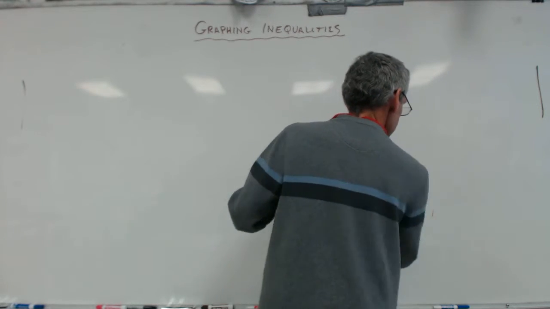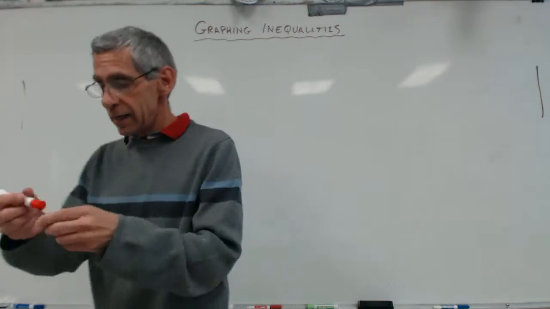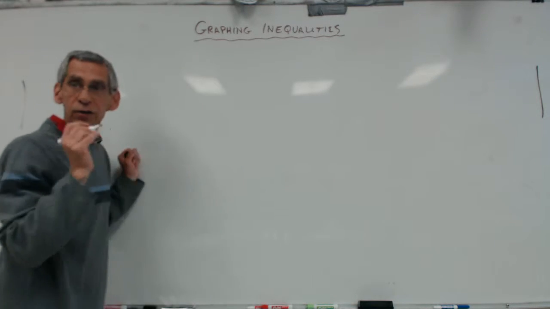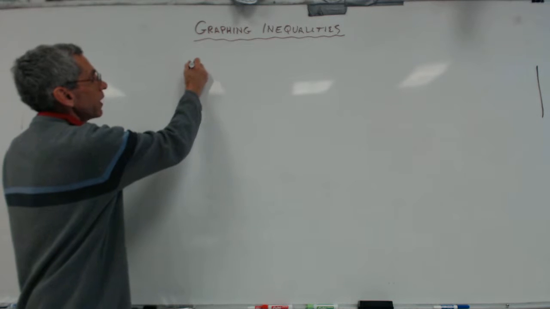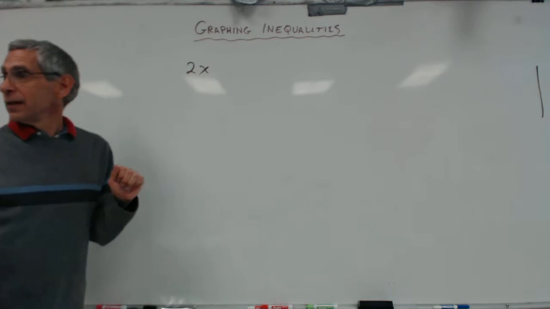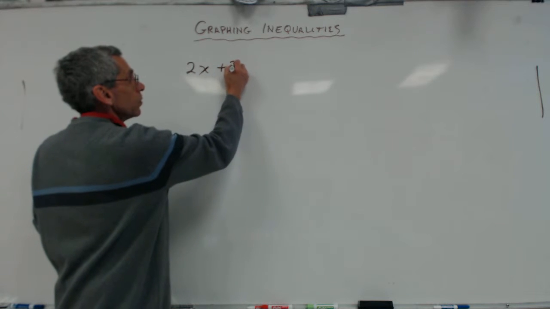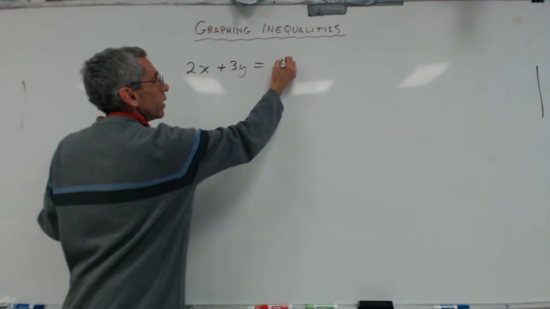Okay, thanks, Gary. And it's really quite simple. It's really quite simple. It's just you have to understand the process. If I give you something that is in standard form, meaning 2x plus 3y equals 12.